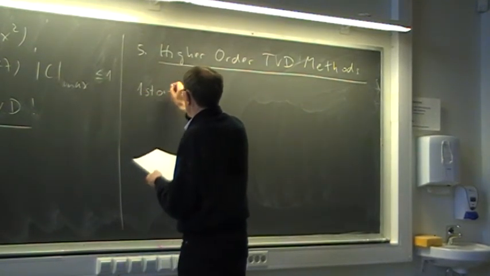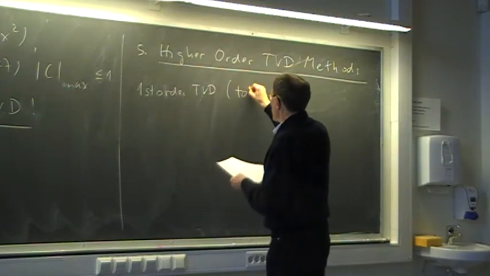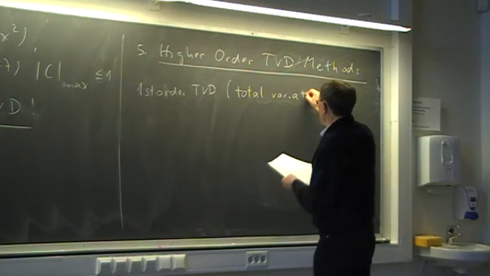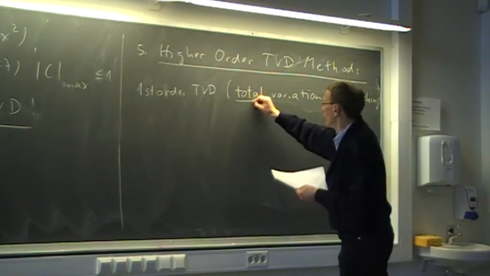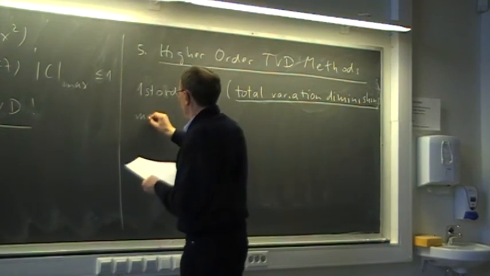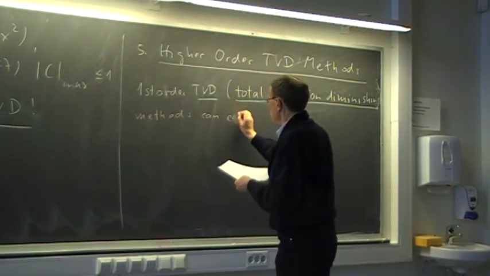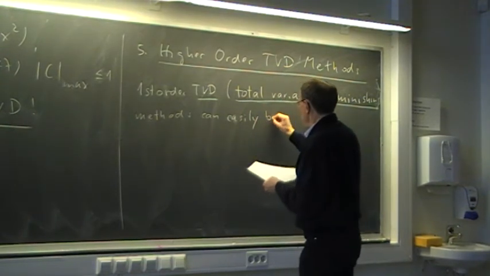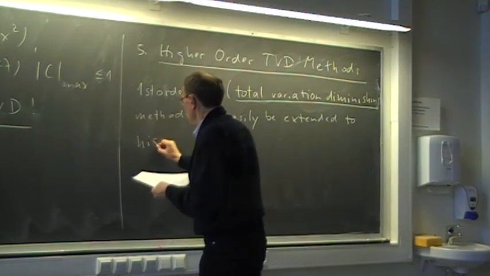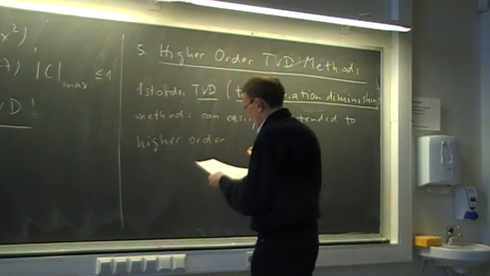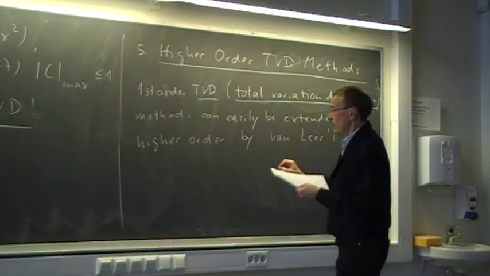So first order TVD methods, and I repeat it again, that was total variation diminishing. Total variation diminishing methods can easily be extended to higher order by what is called, and it is due to Bram van Leer, MUSCL approach.